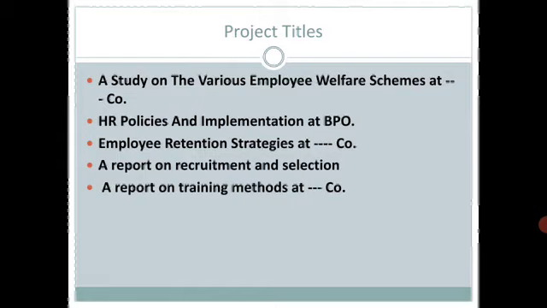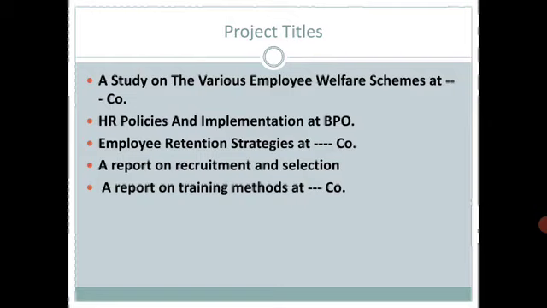Then, in your introduction, what are the things which you are supposed to note down? First, you are supposed to greet. For example, good morning, good afternoon, based on the time.